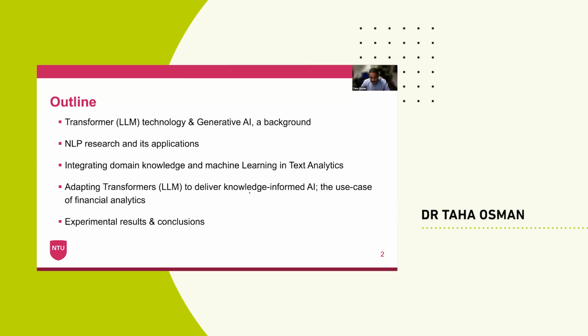Following on from that, because we started to work with machine learning prior to the development of large language models, we are going to see how we managed to adapt transformer technology or large language models in order to deliver knowledge-informed artificial intelligence. So artificial intelligence that relies primarily on statistical techniques can be fused with domain knowledge in order to improve its classification accuracy.